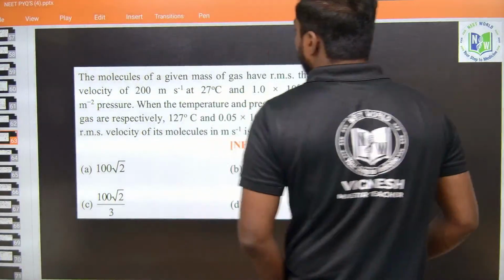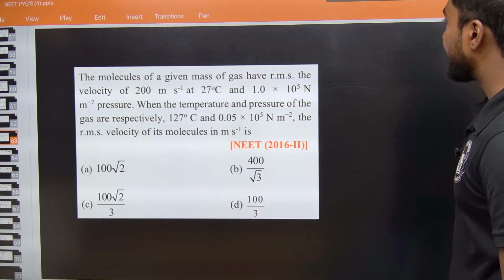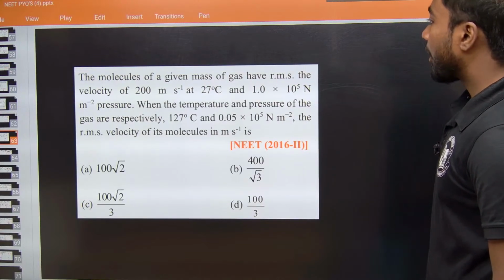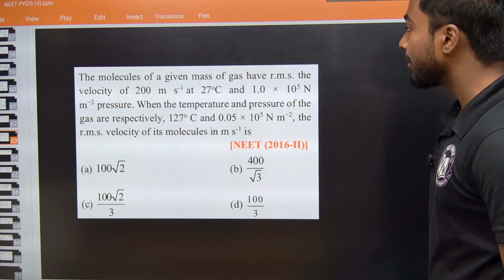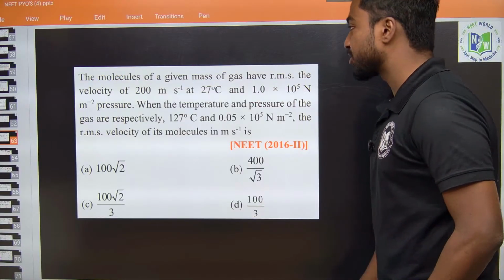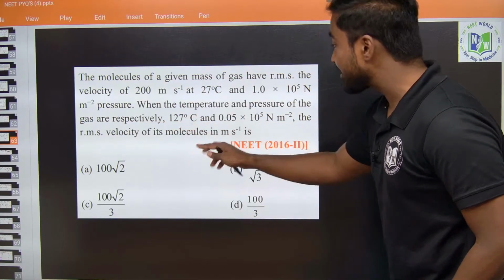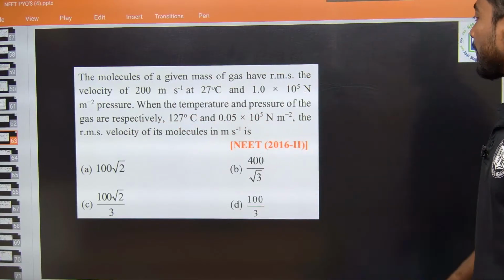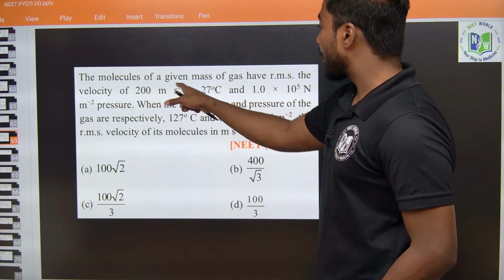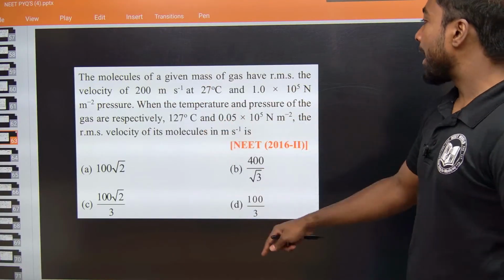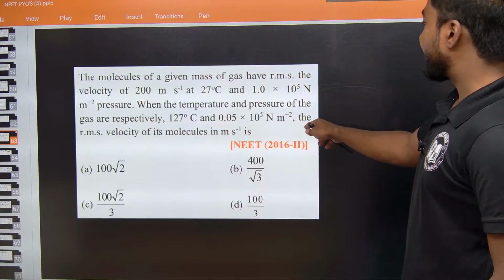The molecules of a given mass of a gas have RMS velocity of 200 meter per second at 27 degrees Celsius and 1 into 10 power 5 Newton per meter square pressure. When the temperature and the pressure of the gas are 127 degrees Celsius and 0.05 into 10 power 5, what is the RMS velocity? Initially velocity, temperature and pressure are given, and for the second case temperature and pressure are given.